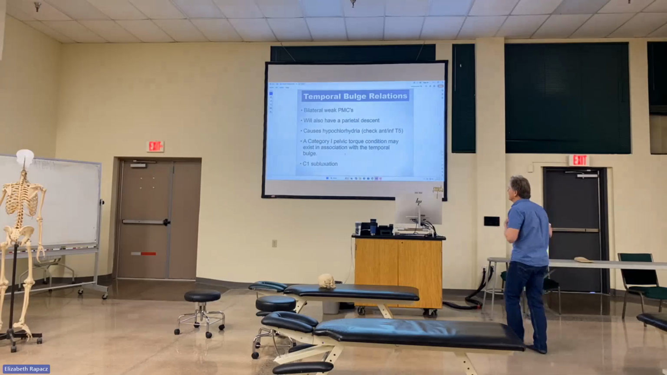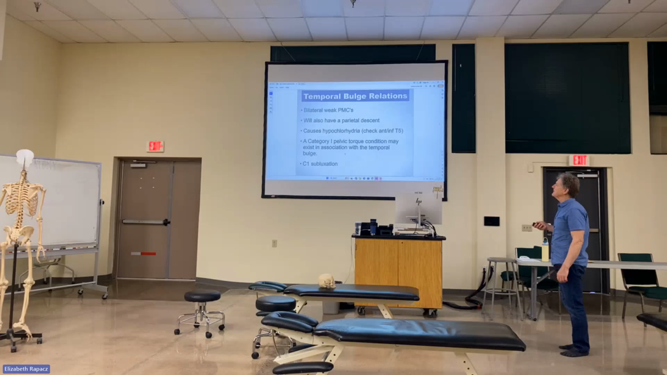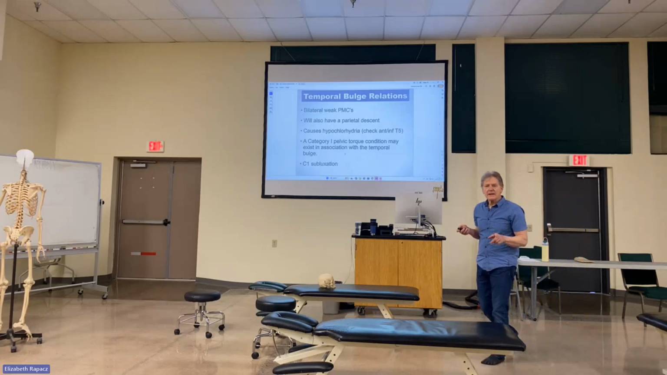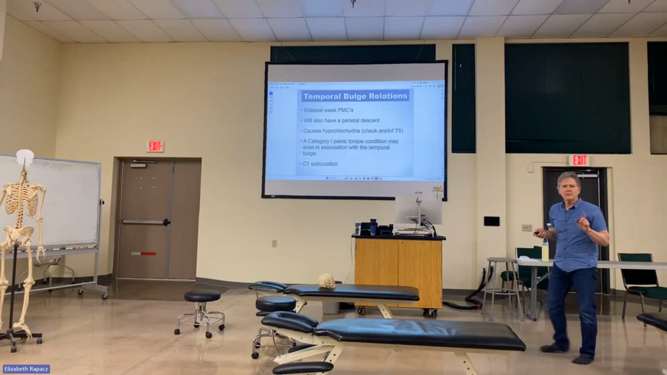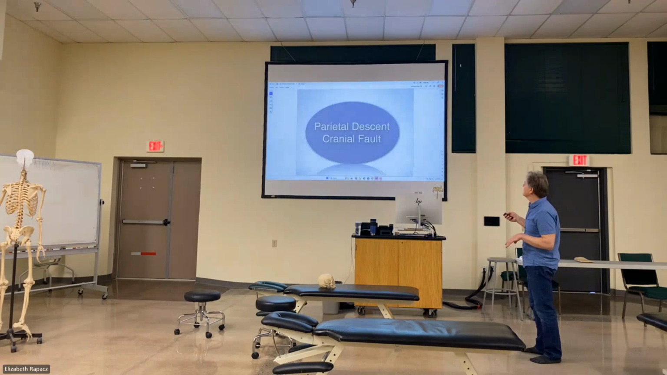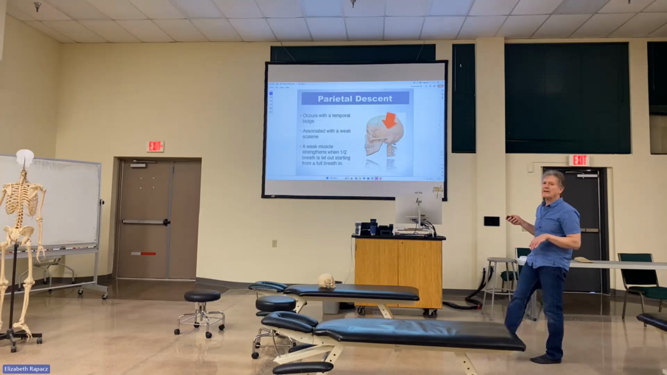C1, you see C1 with all kinds of things. But Cat 1 and the temporal bulge go hand in hand, as does the sphenobasilar with category 2, like last session. Often you'll see a sphenobasilar Cat 2. Bregmatic bone descends. A weak muscle strengthens when a half breath is let out, starting from a full breath, which we checked.